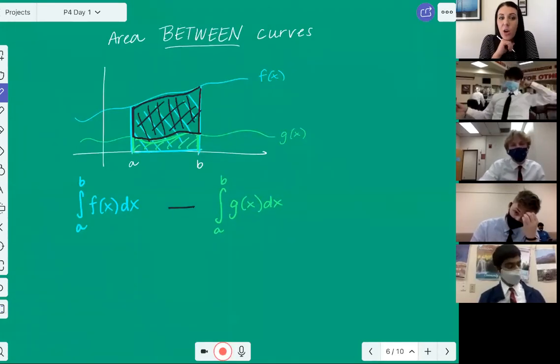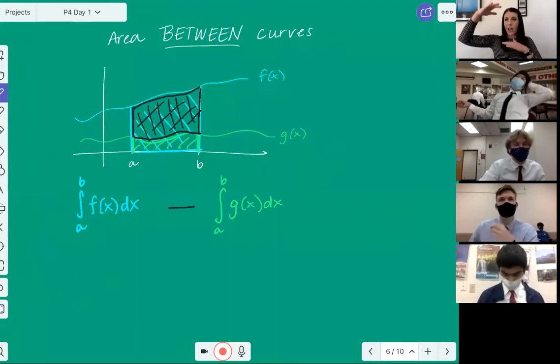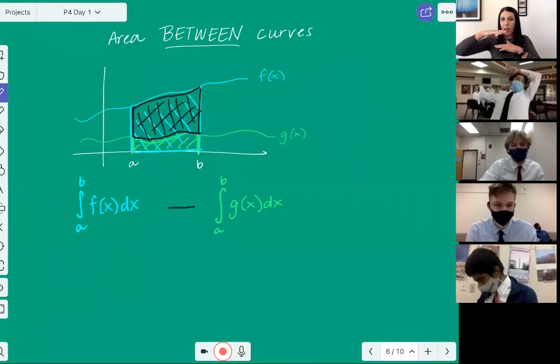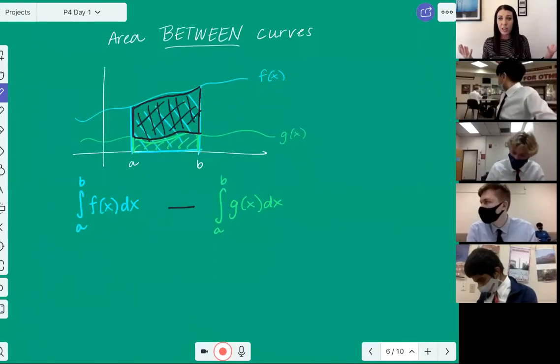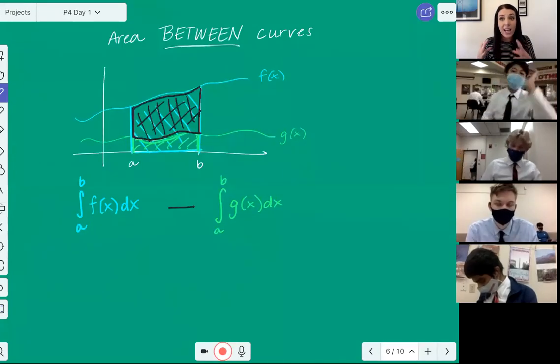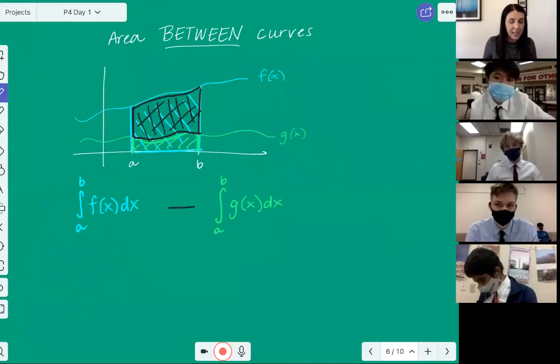Fantastic job, Kevin. So what we're doing is if that whole area is the area under f of x, and then we have that second area, the one in green under g of x, and I want the area between, I want the difference, Kevin's exactly right, we're going to subtract. And since they have the same bounds, I can actually write this as one integral, which you're almost always going to be expected to do.